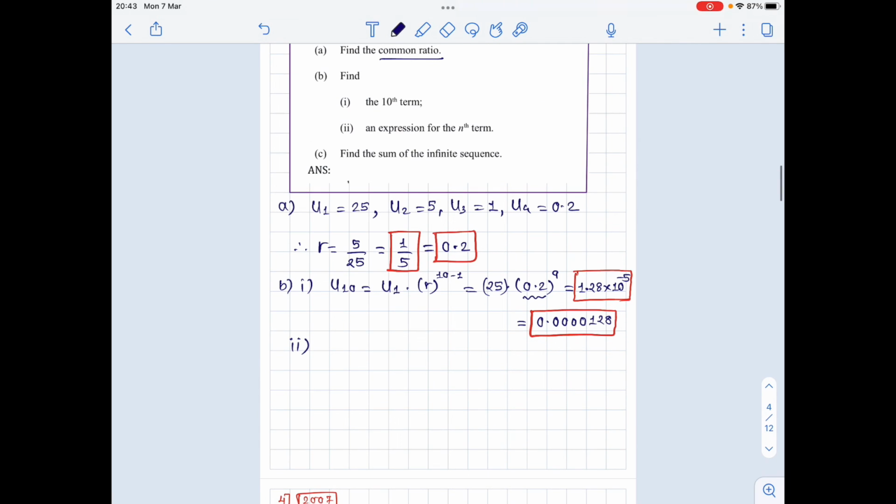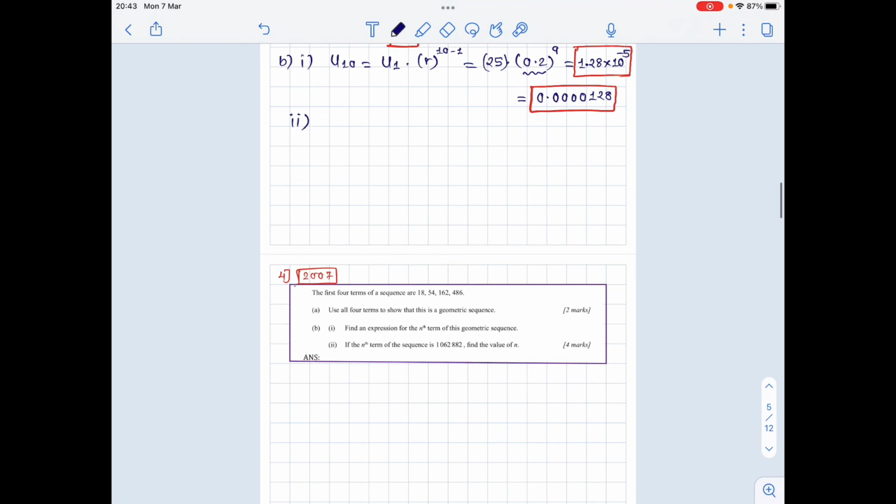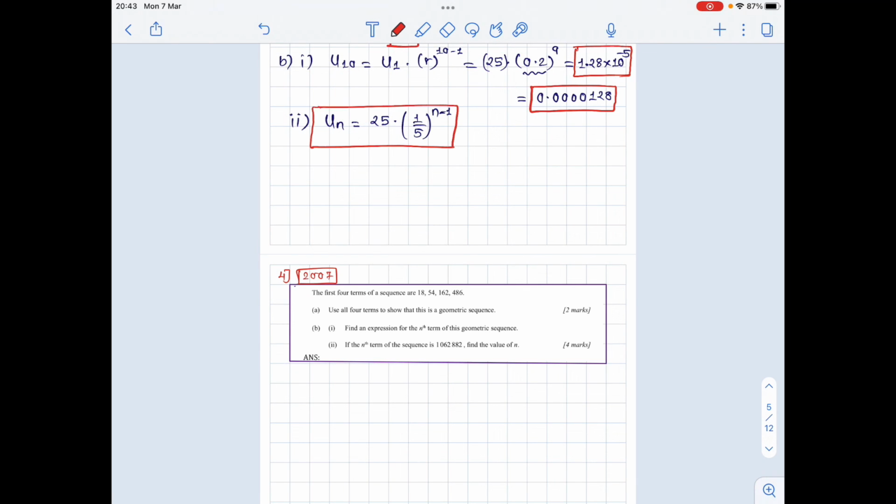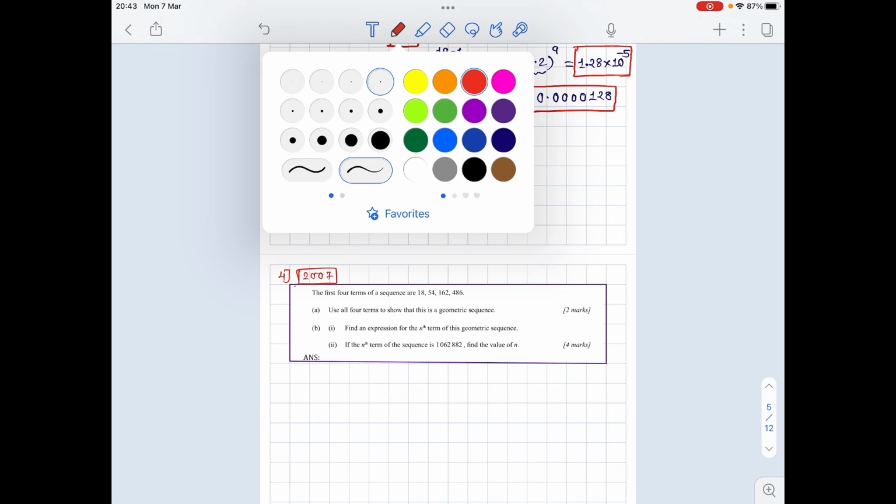Second part, an expression for the nth term. So you will write un is equal to u1, which is 25, times your r, which is 1 over 5, raised to n minus 1. That's it. This is your second part.